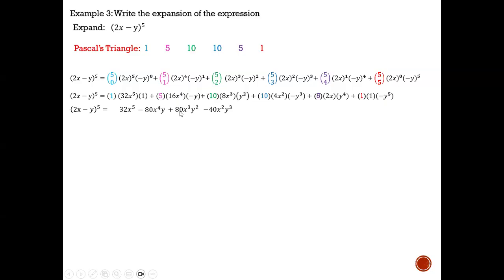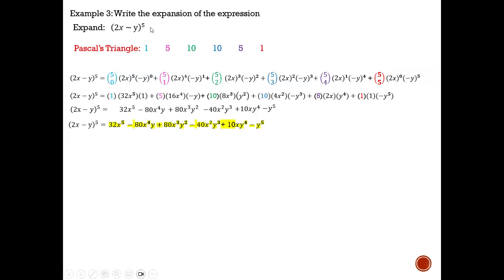So 10 times 8 is 80 x to the third y squared. Negative 40 comes from the 10 times the 4 times the negative 1. So that's negative 40 x squared y to the third. And then this one, 5 times 2 is 10 x y to the fourth. And the last one, 1 times negative 1 is negative y to the fifth. That's how all of those get simplified. And then that would be the final answer right here for that expansion.